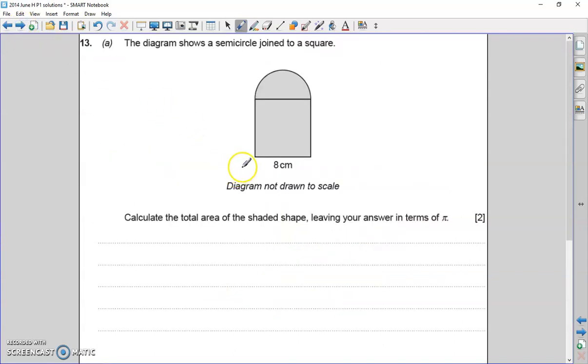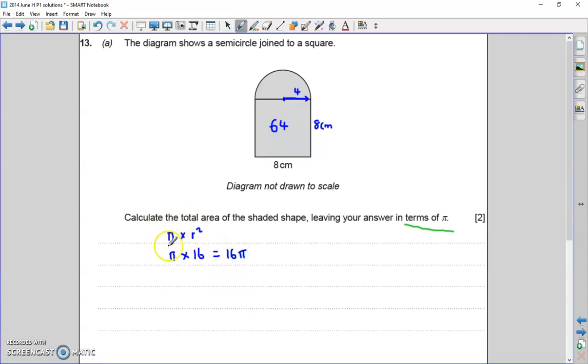Okay, 13. Probably thinking, why is there a circle on a non-calculated paper? Well, it's in terms of pi, so don't panic. We've got a square. That's 8 times 8. The area of that is 64, not a problem. Okay, then we've got a semicircle. Now then, to work out its area, we'll need to know its radius, and its radius is 4. The formula for a circle is pi times r squared. That's pi times 4 squared. 4 squared is 16. In terms of pi, that is 16 pi.